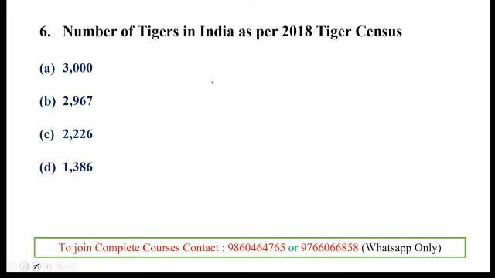Then the number of tigers in India as per the 2018 tiger census. The number of tigers in India as per the 2018 census is 2967, and this tiger census is conducted once in every 4 years.